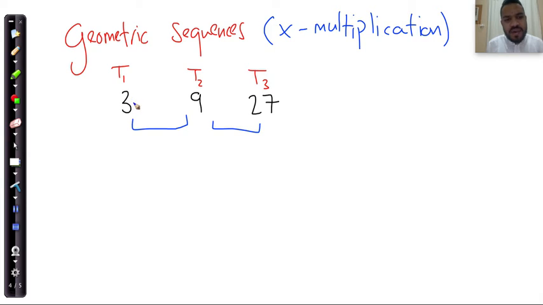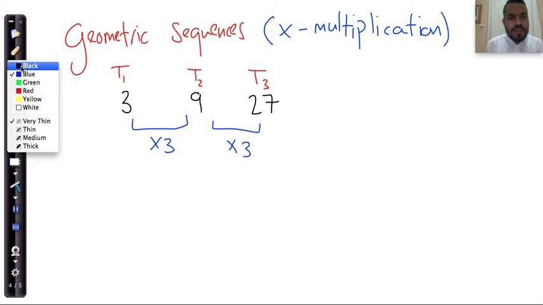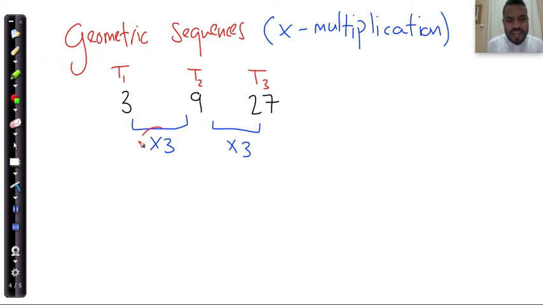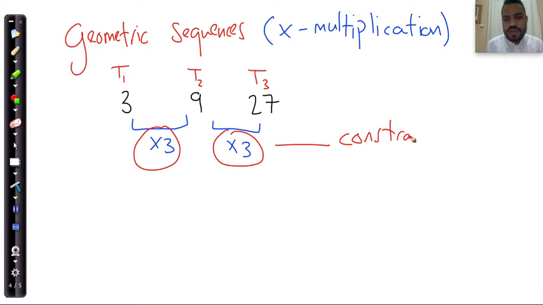But how do I go from 3 to 9 and 9 to 27? Oh my word, I'm multiplying by 3 over there, and I'm multiplying by 3 over there. Now, when you multiply by the same term each time, this 3 and this 3, this thing over here is known as the constant ratio. Not constraint, constant. Known as the constant ratio. And that's really what makes a sequence geometric.